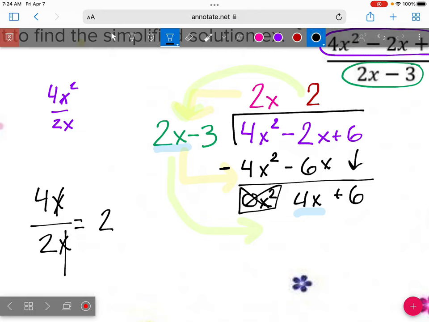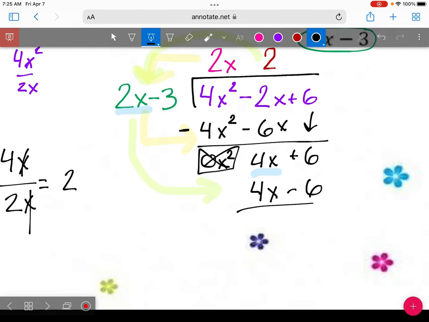2 times 2x gives us 4x. 2 times minus 3 gives us minus 6. And again, we are subtracting here. 4x minus 4x gives us 0 x's, which is great. That's what we want. They should cancel out.